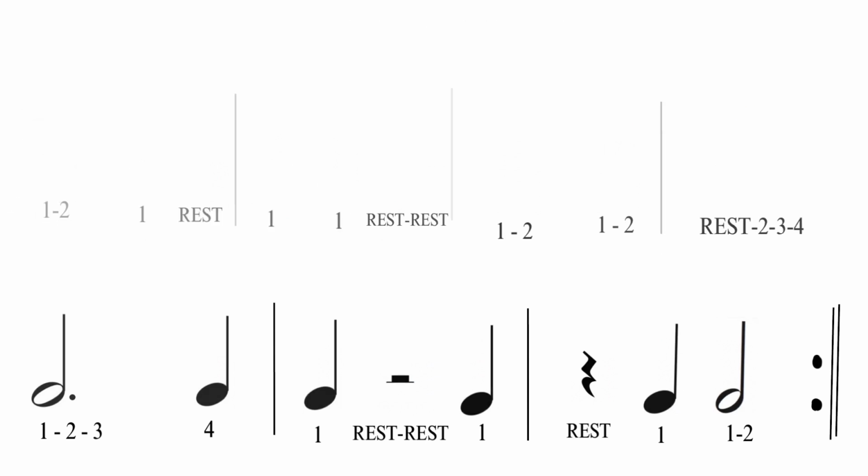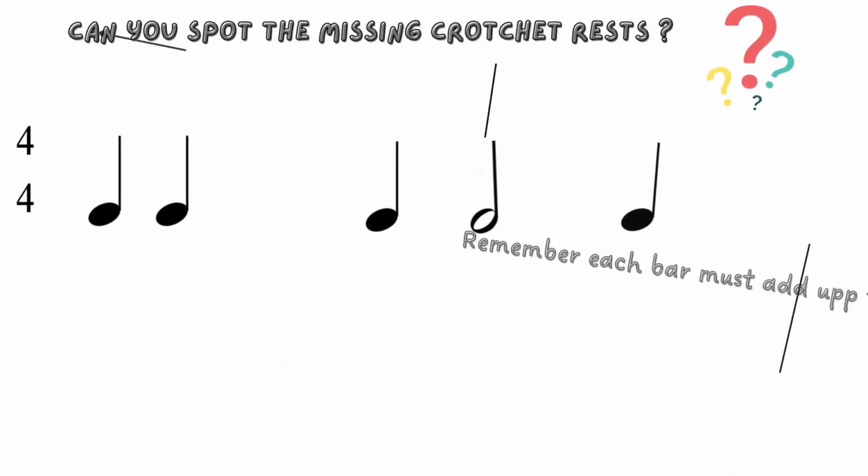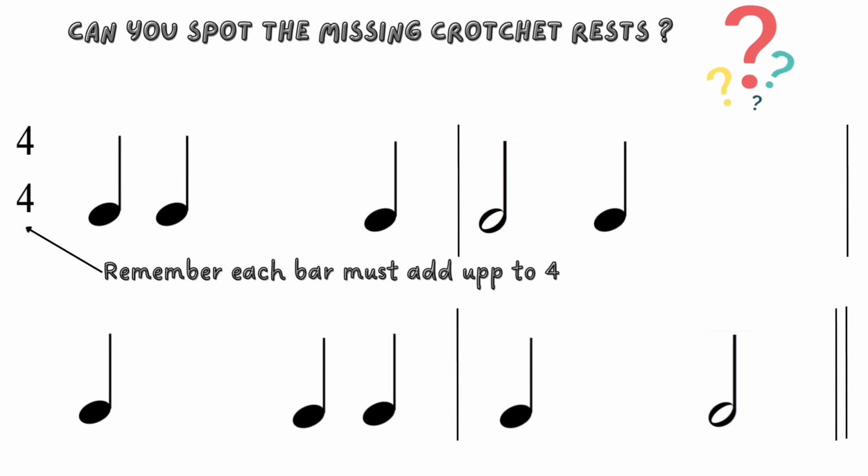Good job. Okay, now let's try a quiz. So now we're going to try a quiz just to check that you know everything that we've covered in this video. First question, can you spot the missing crotchet rest or quarter rest in this exercise? So look at where the gaps are. They need to add up to 4 each bar.